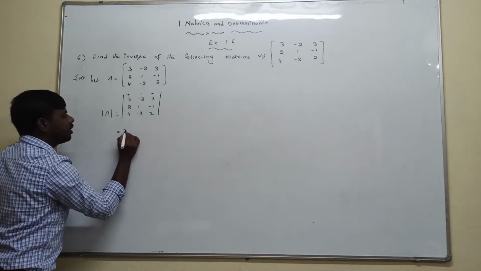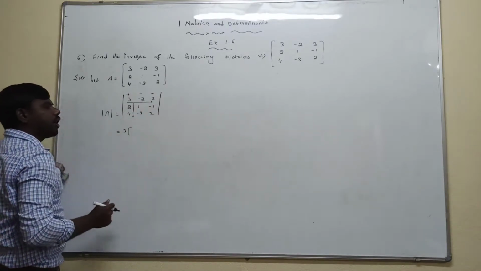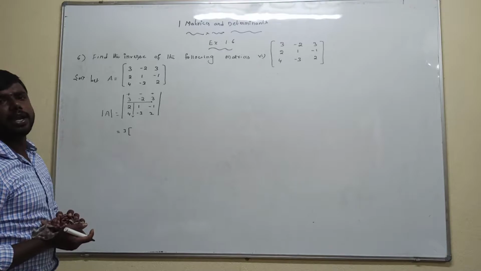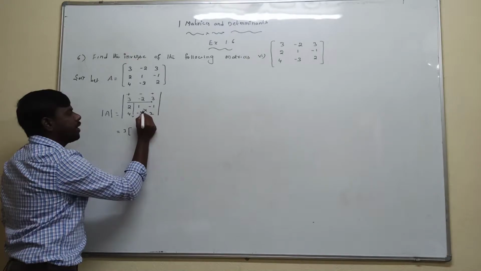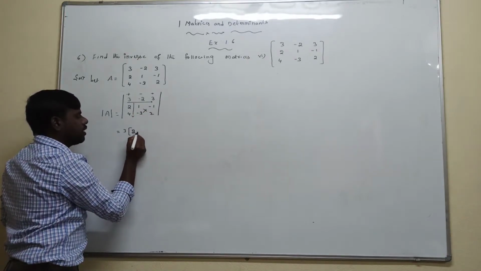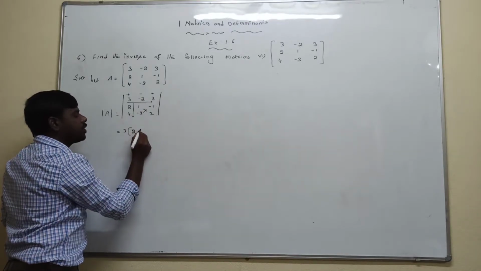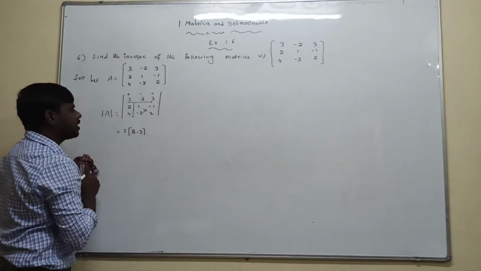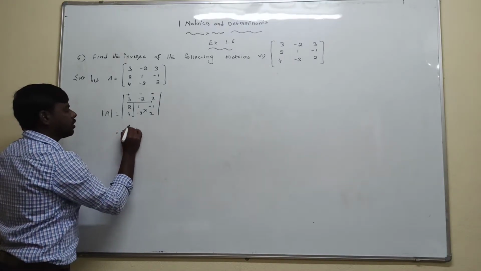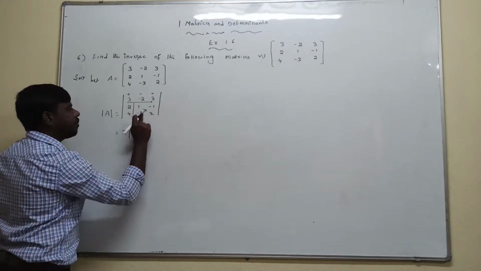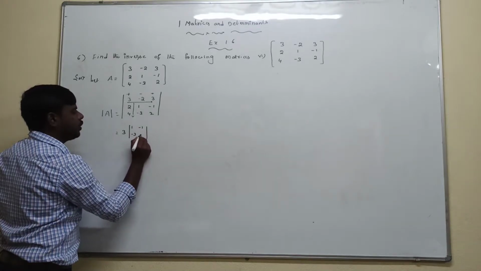First element is 3. The 3 present in the first row and first column are eliminated. Write as determinant of the remaining elements. Cross multiply with the remaining elements: 1 into 2, minus 3 into minus 1. So 3 into the determinant, where the remaining elements are 1, -1, -3, 2.